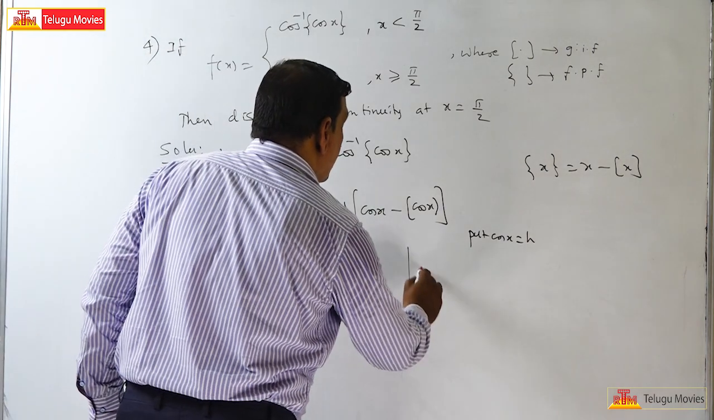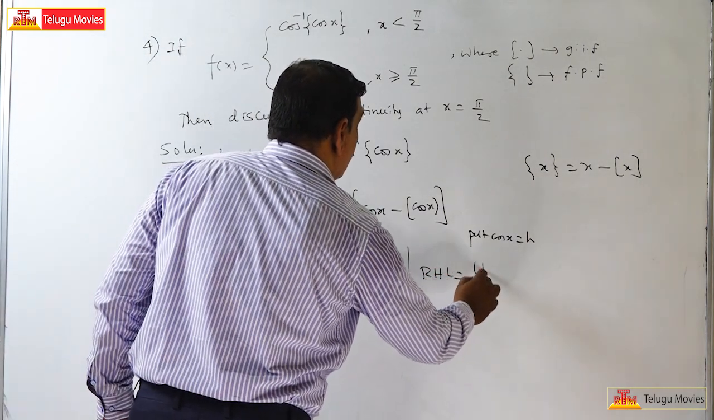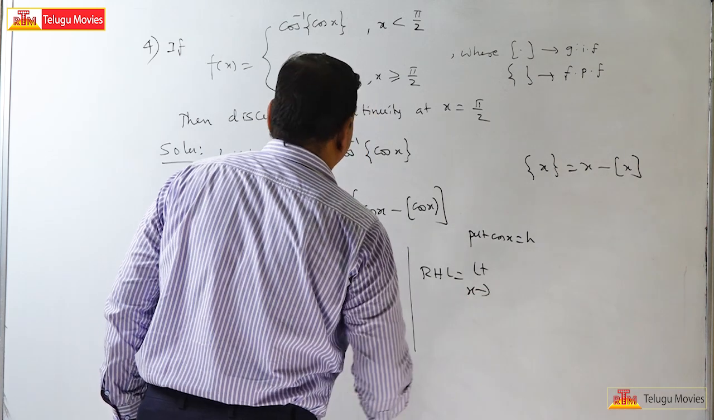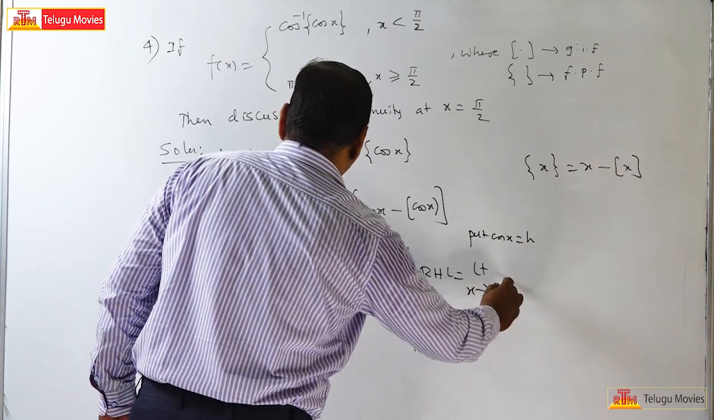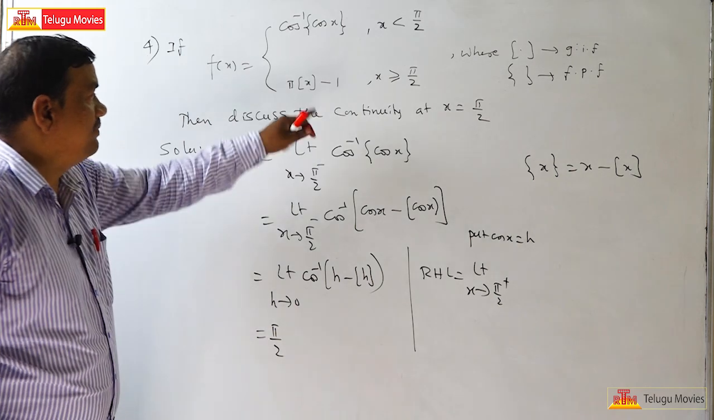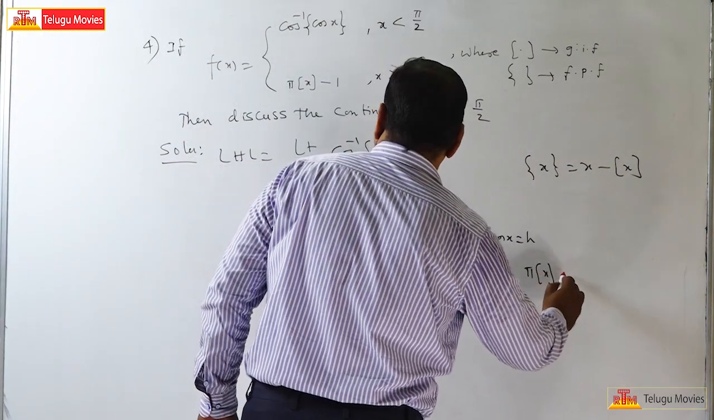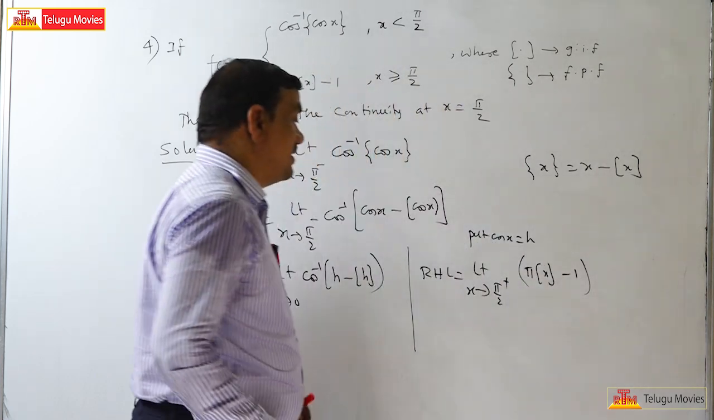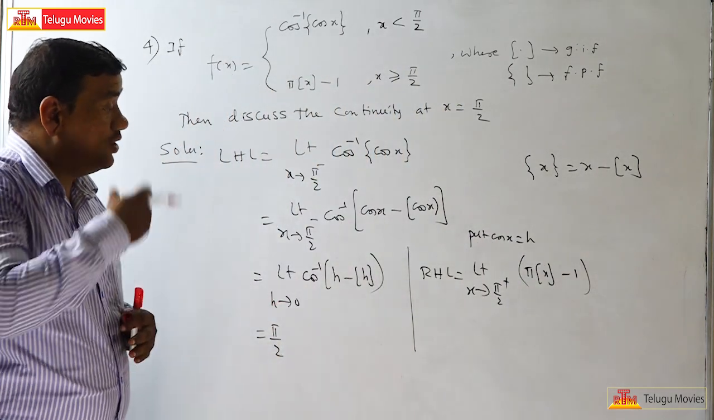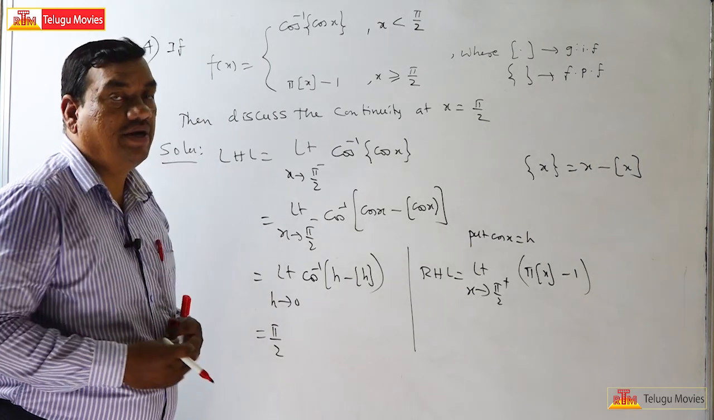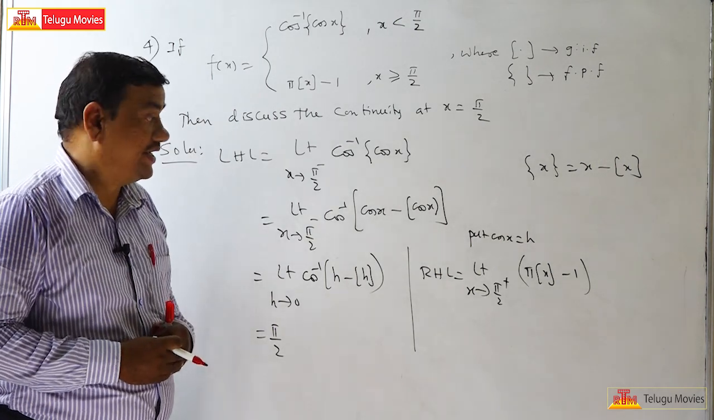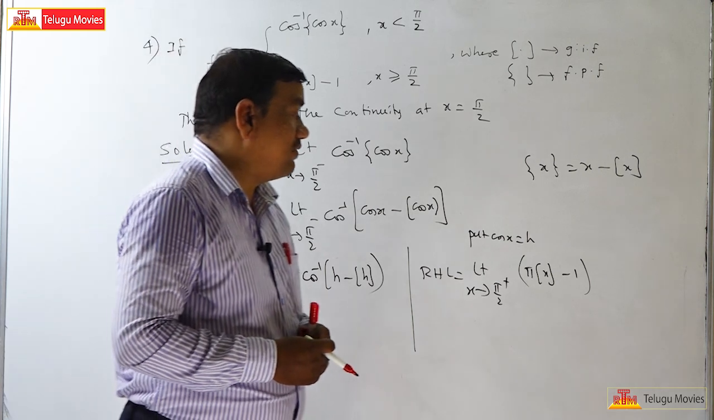Let us check the right hand side limit, RHL. So this is the limit x tends to pi by 2 plus. That means what do we have to take? This is equal to the greatest integer of x minus 1. So the x value you are taking is more than pi by 2.